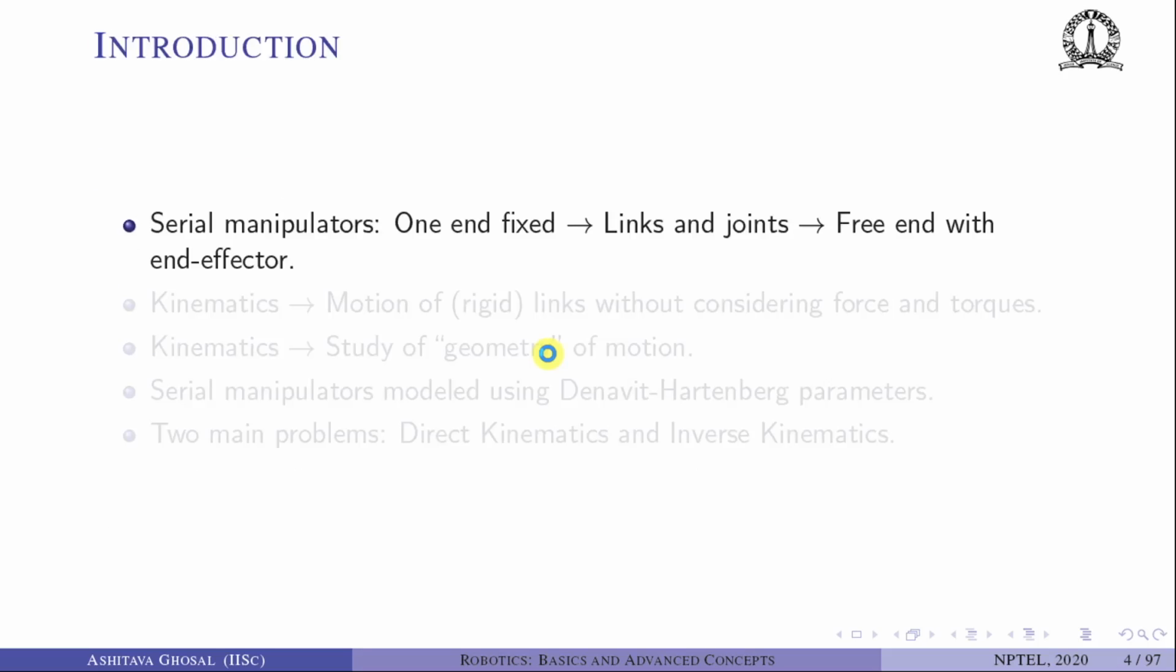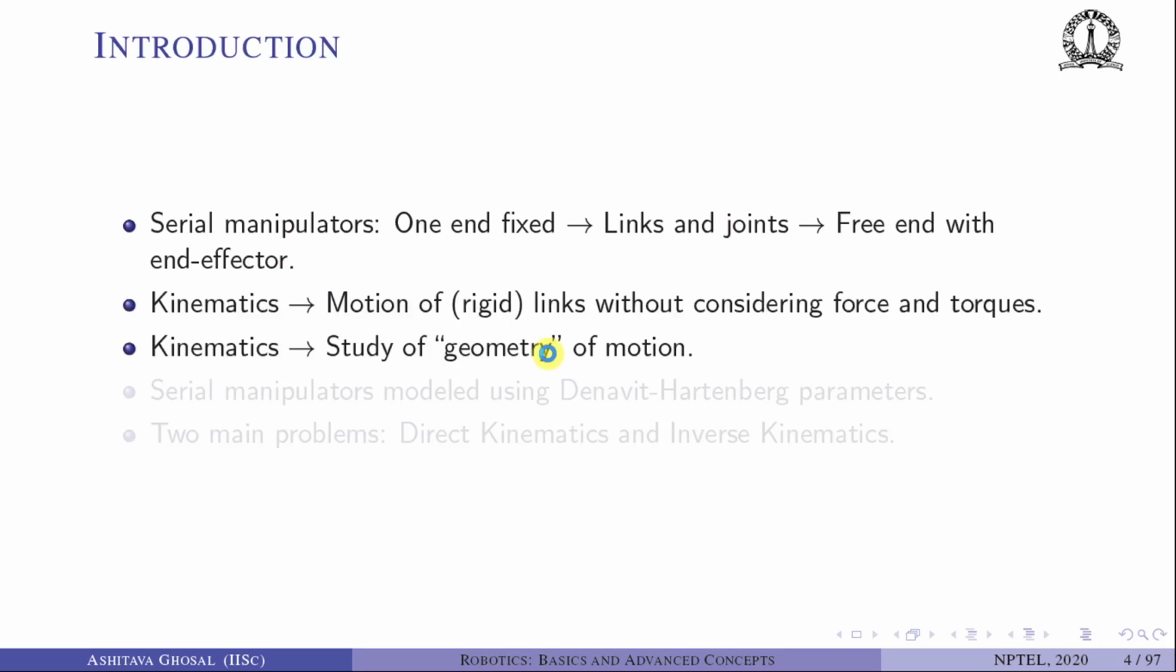Introduction. A serial manipulator is basically one where one end is fixed and then you have a bunch of links and joints, and then it ends up with a free end, which is often called the end effector. So in kinematics, basically we look at motion of rigid links without considering forces and torques. So what do we study? In kinematics, we study the geometry of the motion. Okay, we'll see what geometry of the motion really means.